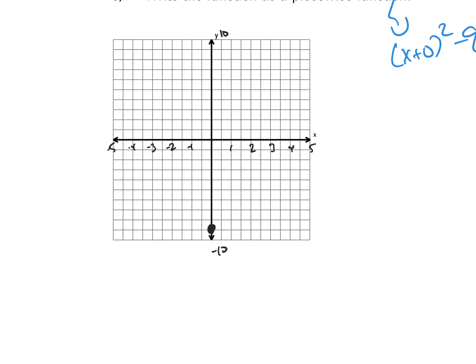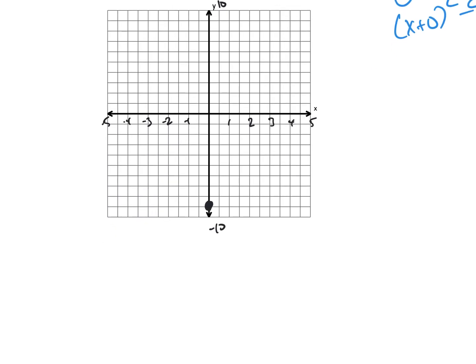So let's do that. What's that? Why? Because that's how we learn to graph quadratics. 3 units ago, actually. Yeah, 3 units ago. So over 1, we have to go over 1, though.